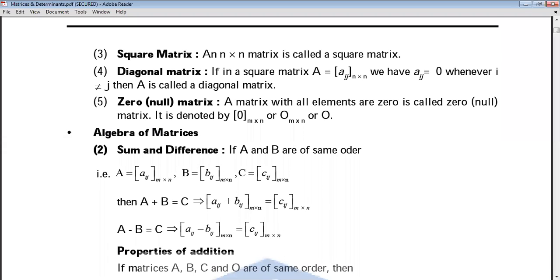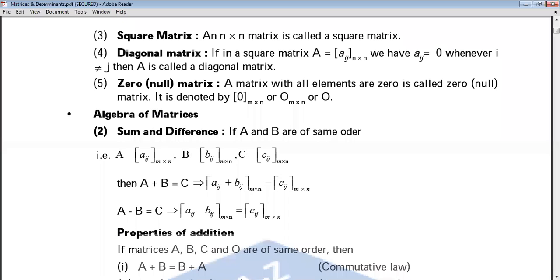Okay, so we will continue today's class from algebra of matrices. This part will begin from the addition and subtraction of two matrices. So addition and subtraction of two matrices, when will it occur? When two matrices, capital A and B, are of the same order.